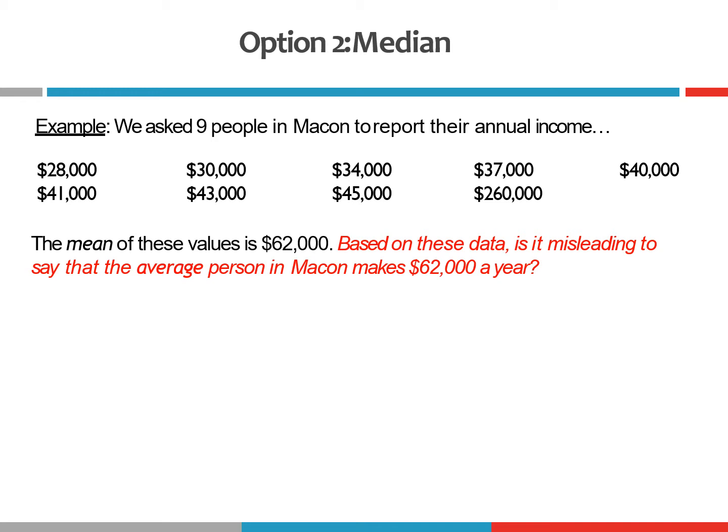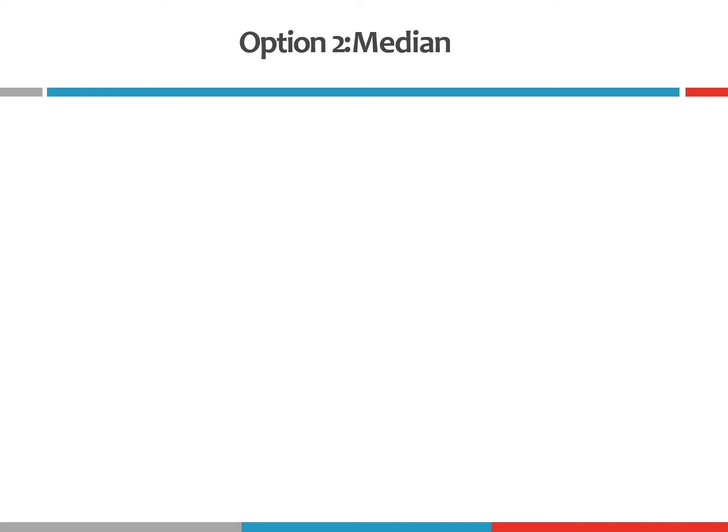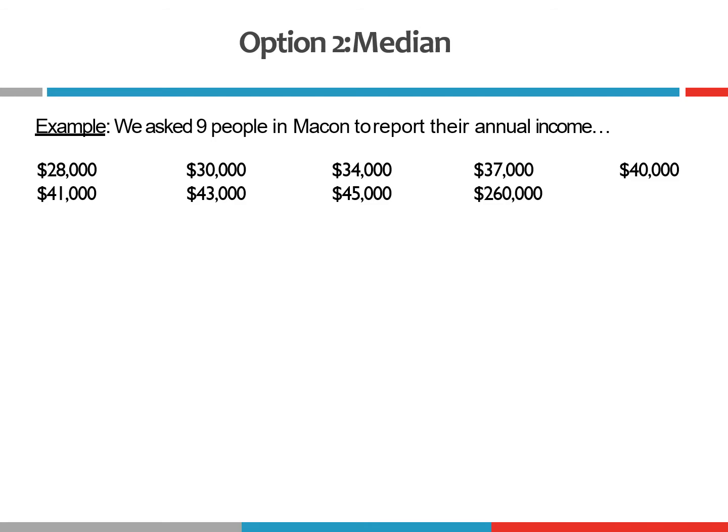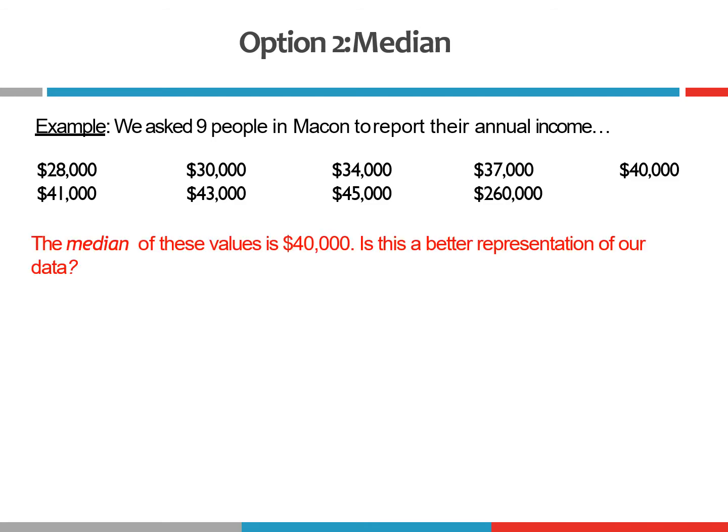So what do we do when we know that the mean is not accurate as a result of an extreme score or outlier? Well, one option is to use the median as our average instead of the mean. So let's suppose we took this data set and we found that the median of these values is 40,000. That's probably going to be a much better representation of our data set than 62,000.